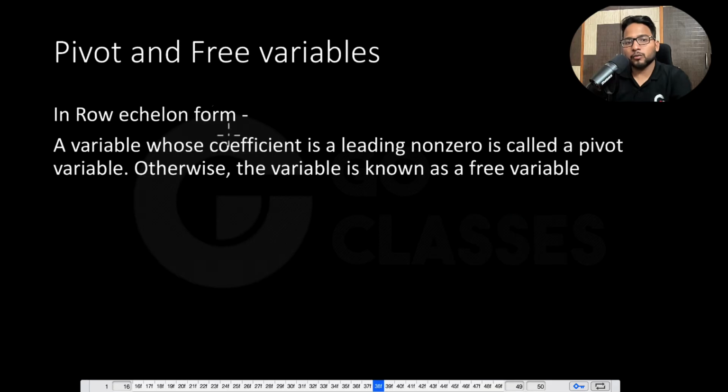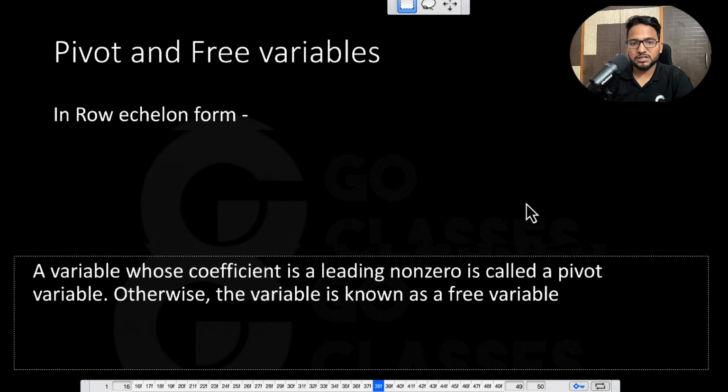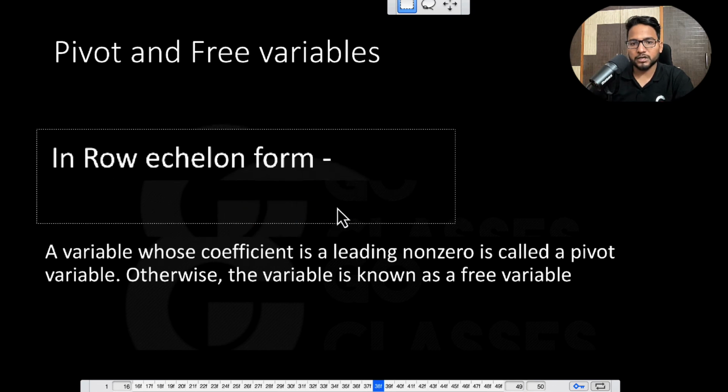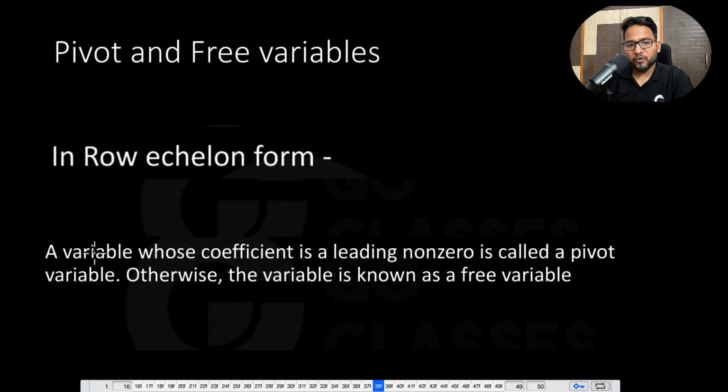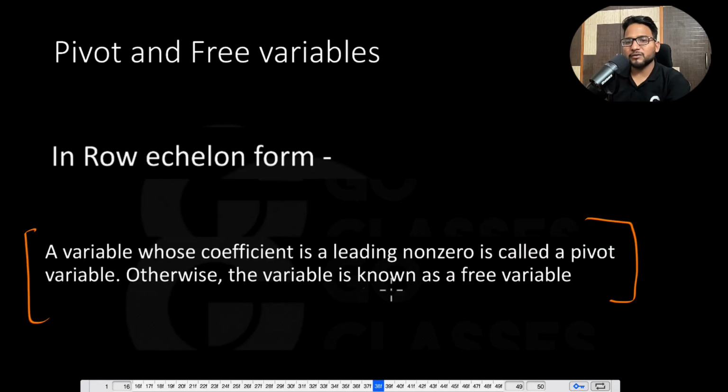If you just go by the definition, it's very important that this thing is defined just for the row echelon form. It is not that you can define it for anything. That is very important to understand. In row echelon form, a variable whose coefficient is a leading non-zero is called a pivot variable. That's the only definition. Otherwise, the variable is known as a free variable.